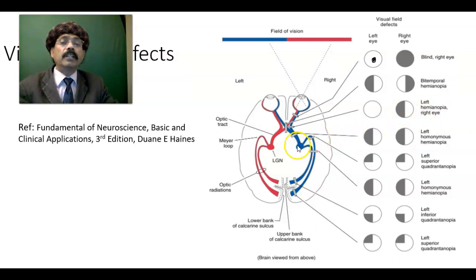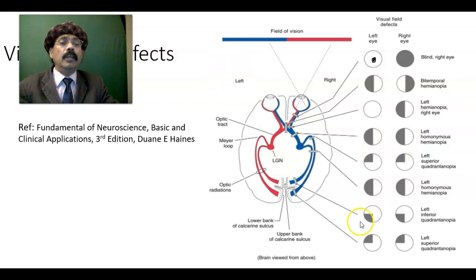Okay, then lateral geniculate. This is the optic tract. If it is cut, right side cut, we will get left hemianopia. That means this fiber represents the nasal field of vision. And this is the fiber, this nasal fiber represents the temporal field of vision of the left side.